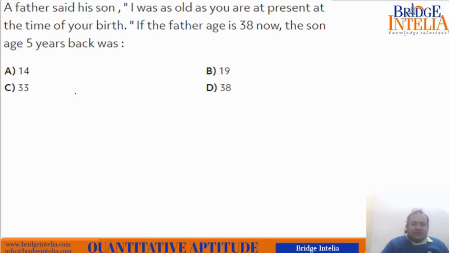Let's move to next one. A father said to his son, I was as old as you are at present at the time of your birth. If the father's age is 38 now, the son's age 5 years back was equal to what? So it's a very good question. First give it a try yourself, only then look at the solution.